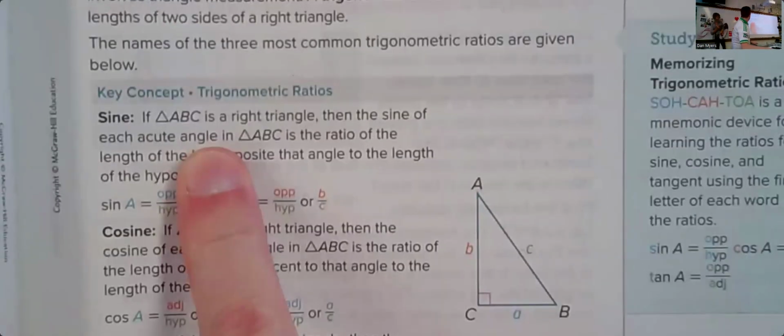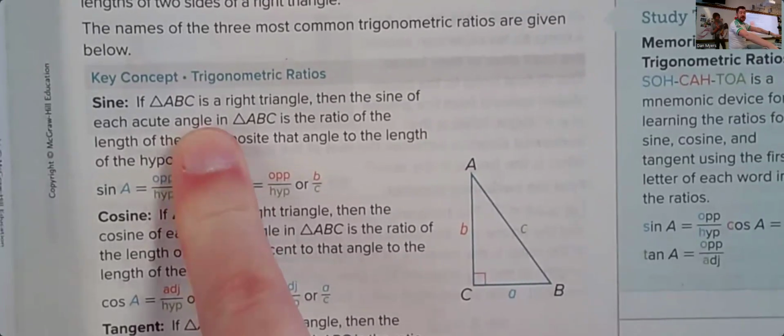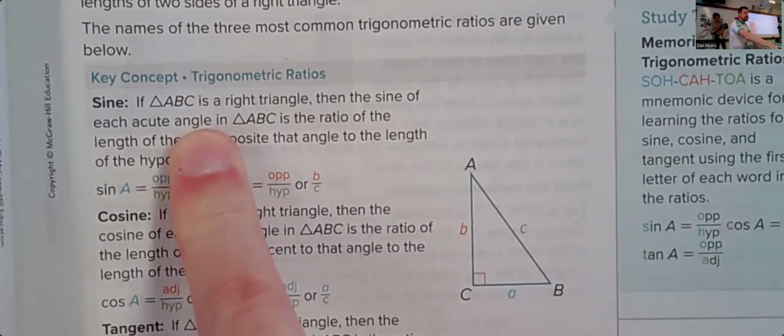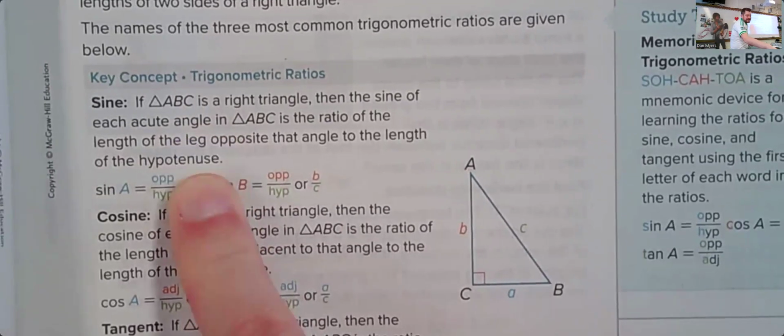So there are three trigonometric ratios that we're going to be discussing today. There are more than three, but for geometry, we will only be talking about three of them. Once you get to pre-calculus, you'll explore more, but not until then.